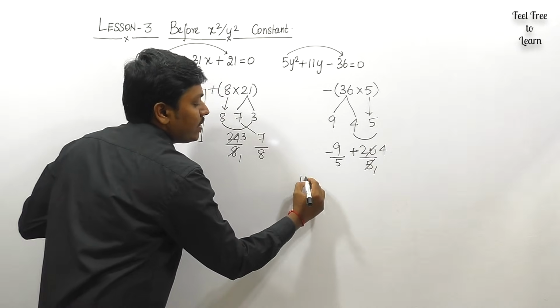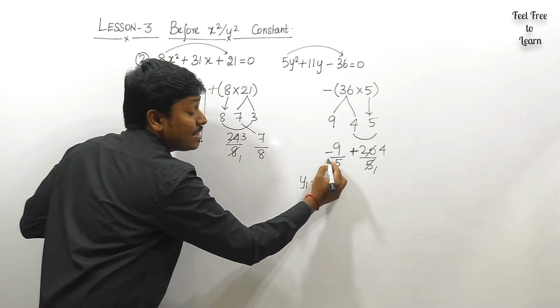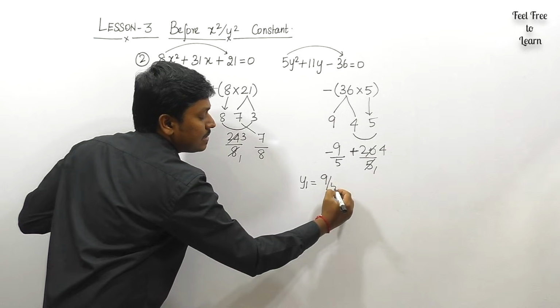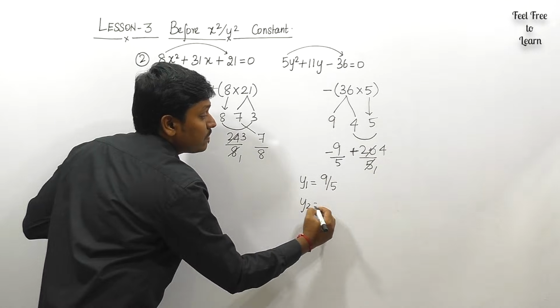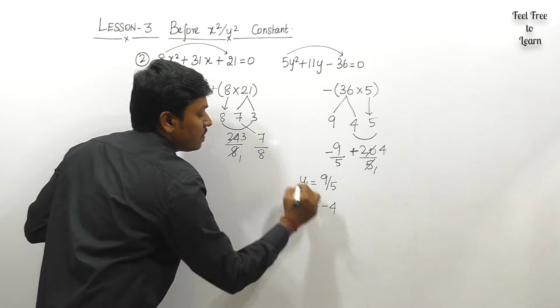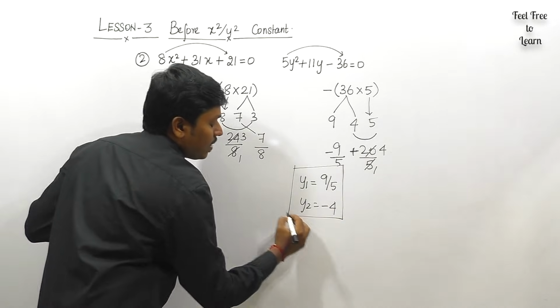So finally we got the factors y1. Here it is minus 9 by 5, but while writing change the sign as plus 9 by 5. And y2, here it is plus 4, but while writing it should be minus 4. So finally we got the factors for x and y.